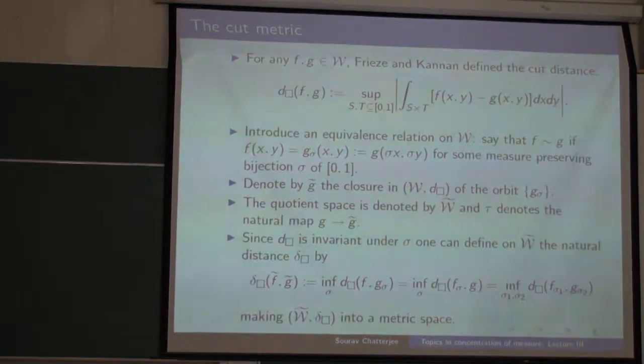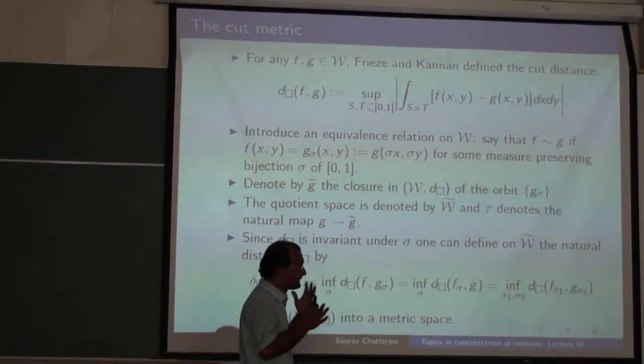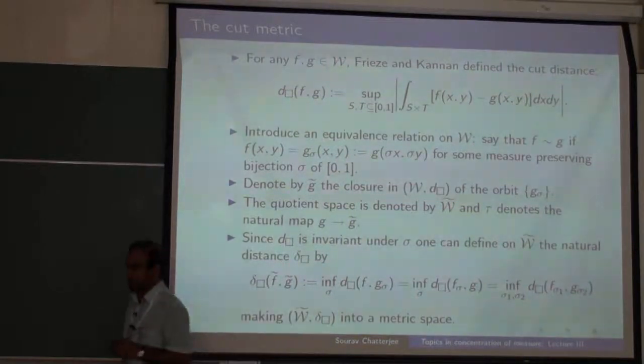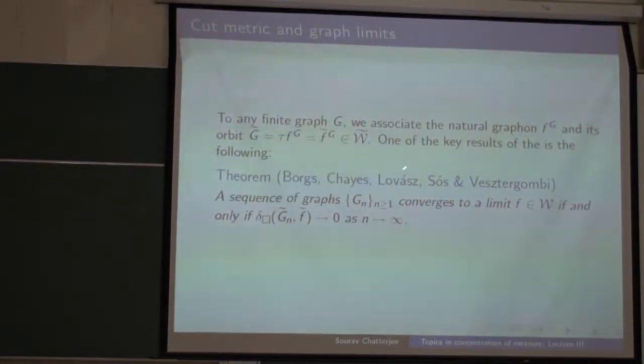Any questions about the definition? Okay, so it's a strange metric, and you might ask, why are we considering this strange metric on spaces? The reason is precisely the following.